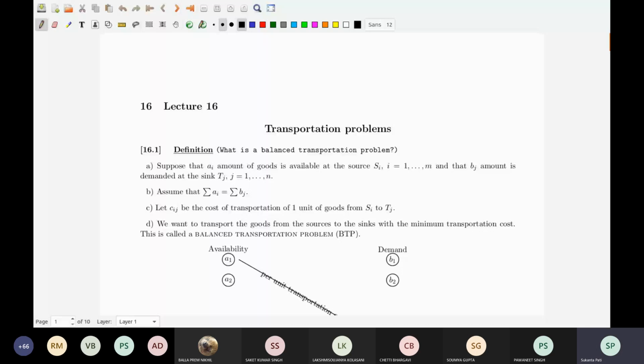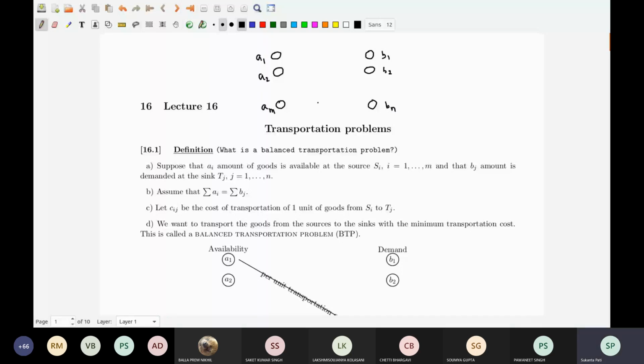So anyway, what is a transportation problem? Imagine you have a few sources, where things are available. At the first source you have A1 amount available, at the second source you have A2 amount available, and at the mth source you have AM amount available. And you have a few sinks, which have demands: the first one demands B1, the second one demands B2, and the last one demands Bn. So M sources and N sinks.